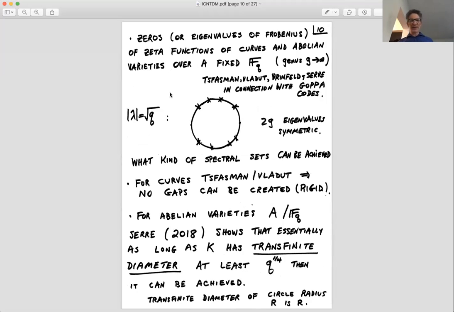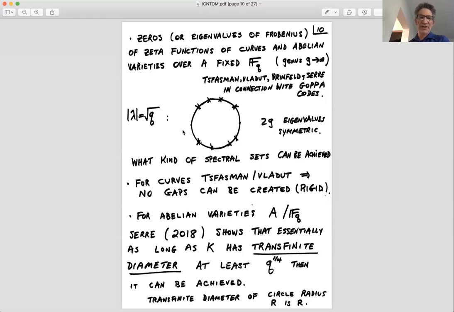Suppose you look at a curve over a finite field, or an abelian variety over a finite field. It's a theorem of André Weil that the eigenvalues of the Frobenius acting on cohomology, say the field size Q is fixed and the genus of the curve is going to get large, are of modulus square root Q. That's the Riemann hypothesis in finite fields. If the genus of the curve is G, there are 2G eigenvalues. They lie on the circle of radius square root Q. Because of bilinear relations, the eigenvalues are symmetric on the circle.